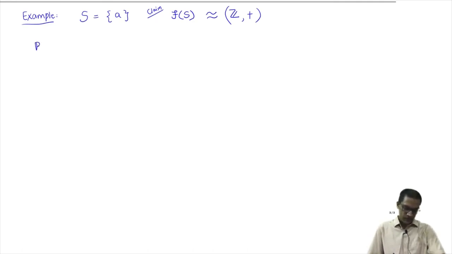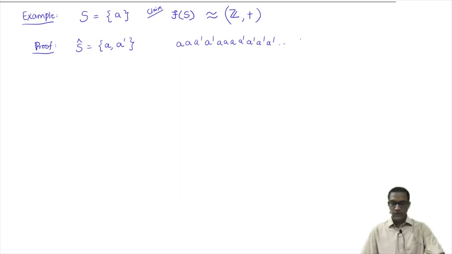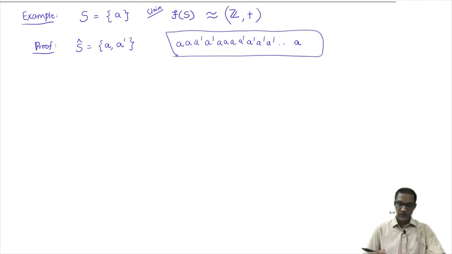So I'm going to prove my claim. Observe how we constructed the free group. We first have to look at words in the alphabet a and a'. The typical word here will look like some a's and then some a's primes and some a's again and some number of a' and so on. So a word can have a's and a''s which occur in some order, some number of times. Of course, all words are finite, so it ends somewhere. This is a typical word in S hat.